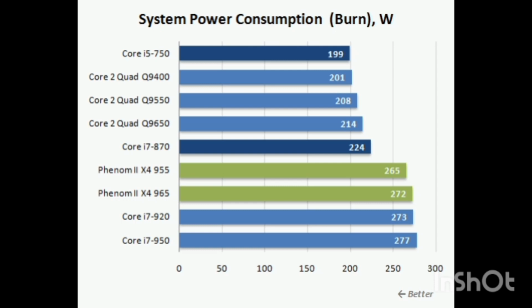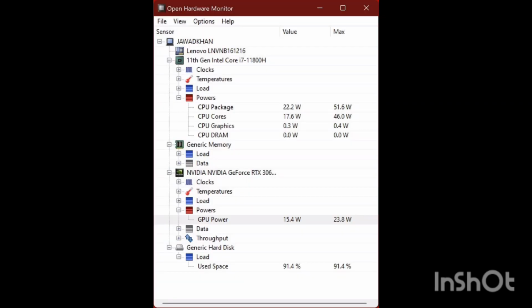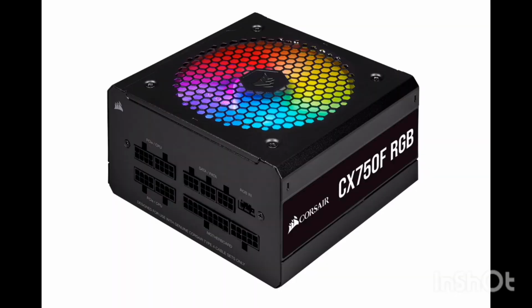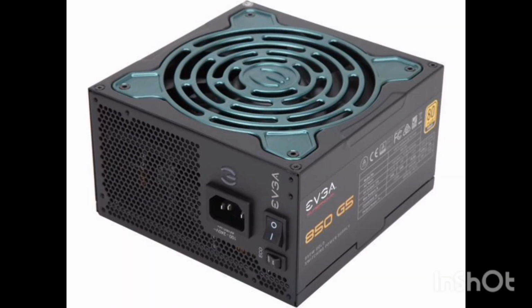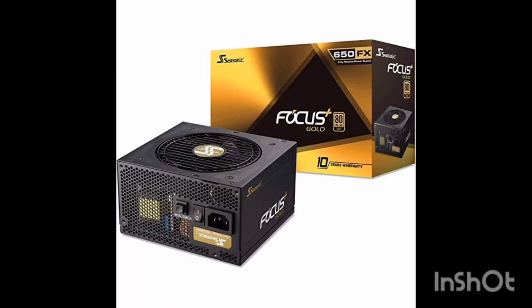It's important to choose a power supply that can provide enough power for your system without being underutilized or overloaded. A power supply that is underpowered can cause instability and crashes, while a power supply that is overpowered can be inefficient and waste electricity. When choosing a power supply, it's recommended to choose one that can provide at least 20% more power than what your system requires to ensure stable and reliable performance. Some popular power supply brands include Corsair, EVGA, Seasonic and Silverstone.